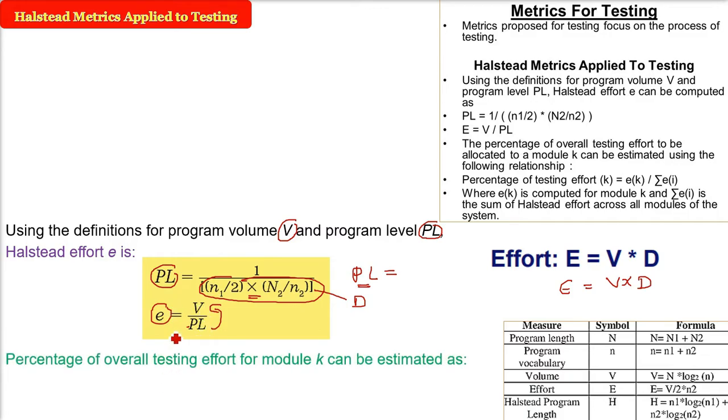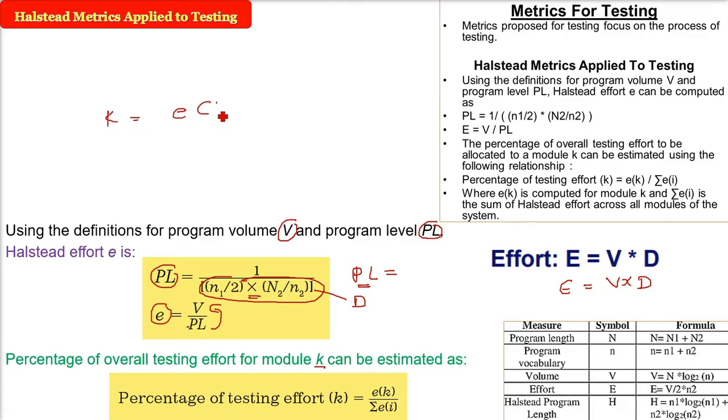So the percentage of overall testing effort for a certain module K, with the Halstead metric, can be computed like this. This is the percentage of testing effort, and it is given by EK divided by the summation of EI. The numerator is computed for module K, and the denominator, sigma EI, is the sum of Halstead effort across all modules of the system. How many modules? 10 modules. So you have to do sigma 1 to 10. And this is for the module which is concerned, which we are talking about. So this is the percentage of testing effort.